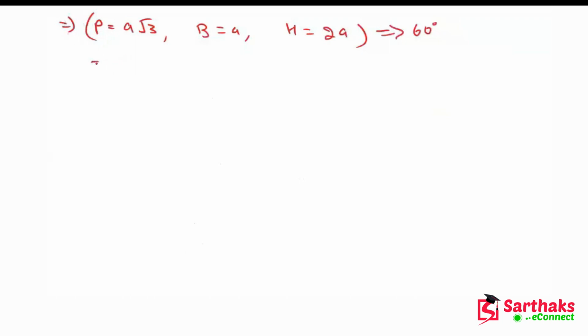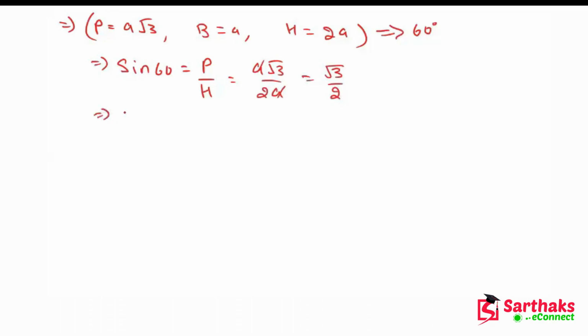So the sine 60 is, we know, perpendicular upon hypotenuse. And what is perpendicular? Perpendicular we have A root 3 and hypotenuse is 2A, and this A will be cancelled, we get root 3 upon 2. What is it? Yes, root 3 upon 2.